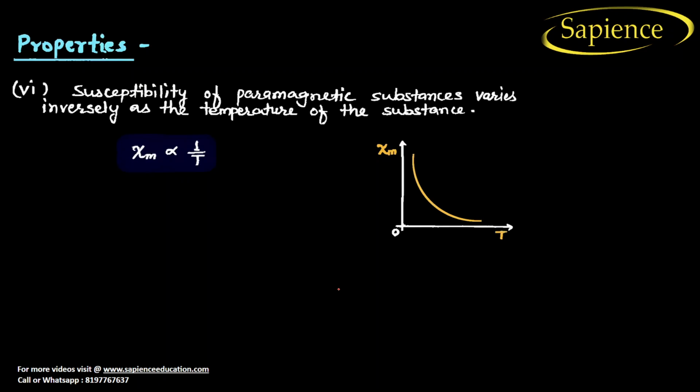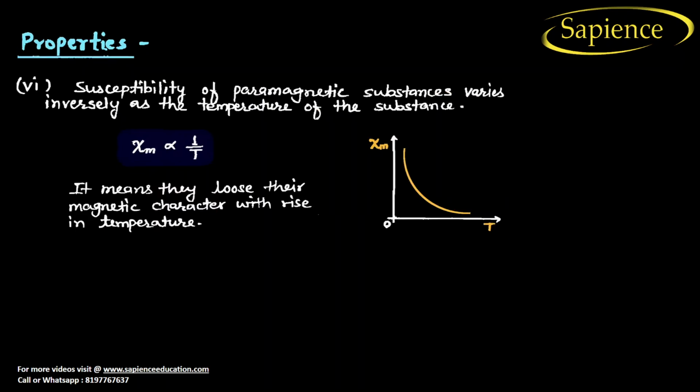So this is your fourth property. Susceptibility of a paramagnetic substance varies inversely with temperature. So chi M is inversely proportional to temperature. If the temperature increases, the susceptibility will decrease. This is the graph, so you need to memorize it. It means they lose their magnetic character with a rise in temperature. So if you heat, paramagnetic substances will lose their character. I hope you have understood this.